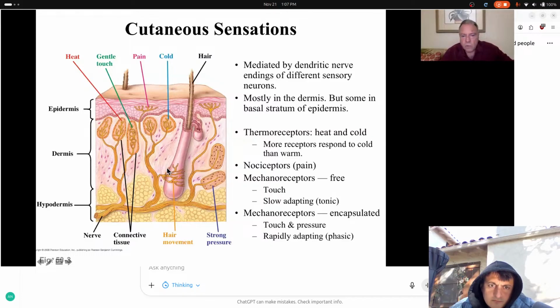And then some of them will wrap around the base of your hair follicles. And so one of the things your hair does is extend your sensory field out beyond your skin, right? So if something bends your hair, it's going to bend these dendrites and therefore cause a signal. So you extend your sensory field by having hairs with the base of the hair wrapped with these sensory dendrites. So those are cutaneous sensors.